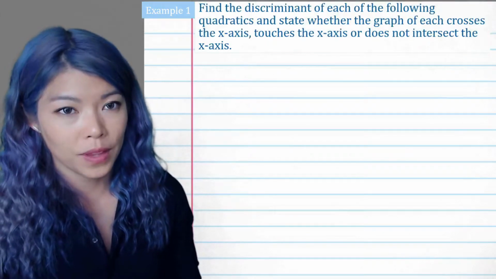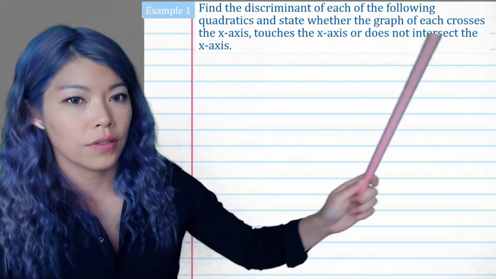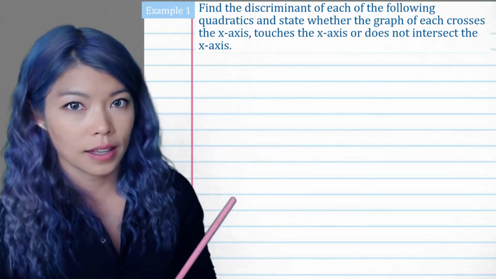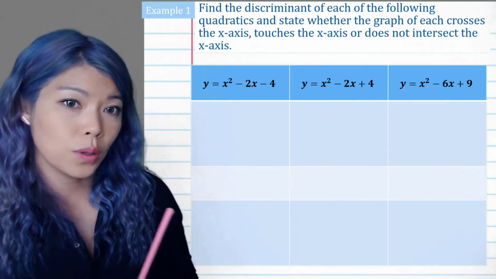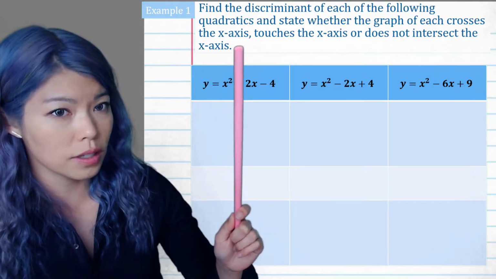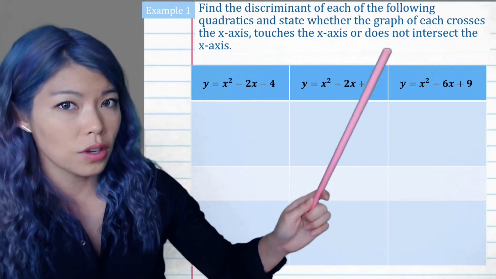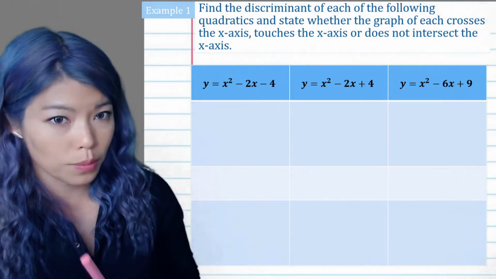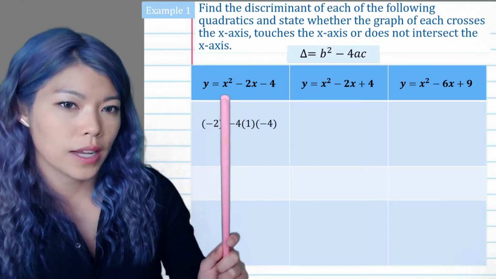Let's try an example. Find the discriminant of each of the following quadratics and state whether the graph of each crosses the x-axis, touches the x-axis, or does not intersect the x-axis at all. So here are the three equations we're going to explore. To figure out whether it crosses the x-axis, which means two solutions, touches the x-axis, which means one solution, or does not intersect the x-axis, which means no solutions, we're looking at the discriminant. So let's write the discriminant up there. Now we need to figure out what a, b, and c are.